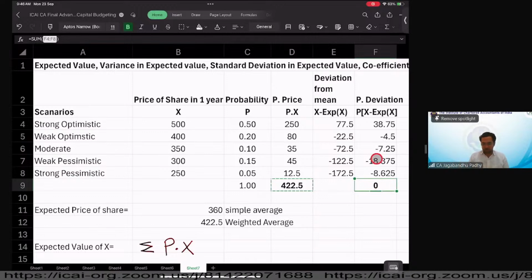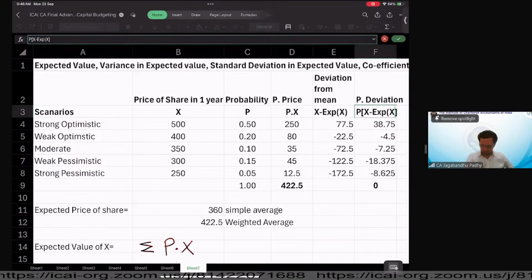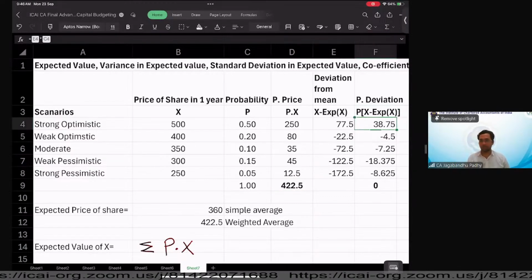Does that mean, if the total of our deviations is 0, that there is no deviation? There is no deviation possible from the expected value? Can we conclude that? Can we conclude that since the summation of all deviations is 0, there is no deviation, sir? No. Now, if I ask you, why is this probability into X minus expected value coming out to be 0? I know it will always be 0 statistically, but why?